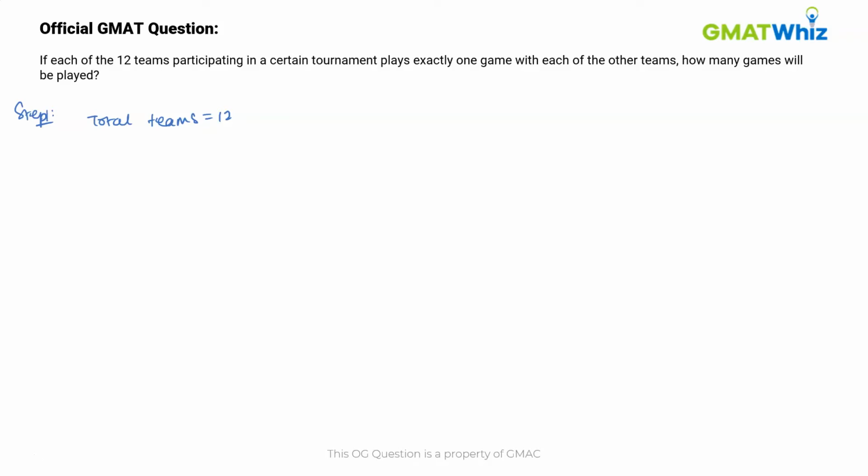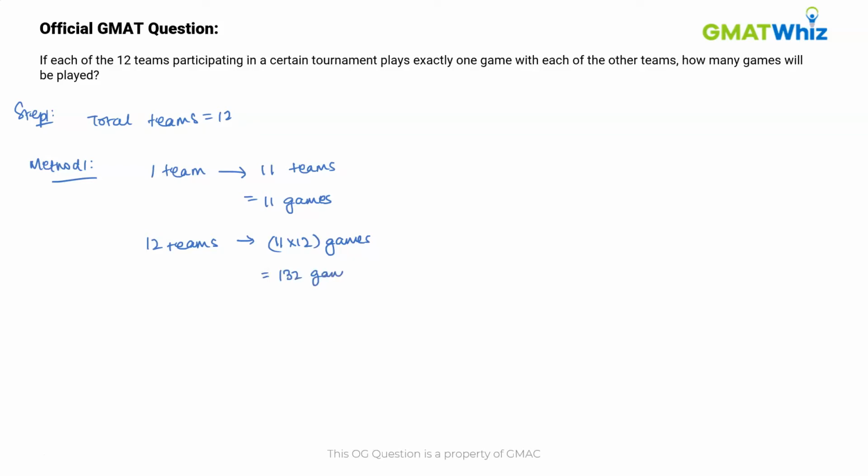Now there are two ways to solve this question. So let's discuss the first method first. So method 1. Now we know that one team plays exactly one game with the other team. That means one team will play with the 11 other teams, which is equal to 11 games. So if there are 12 teams, they will play a total of 11 times 12 games, which is equal to 132 games.